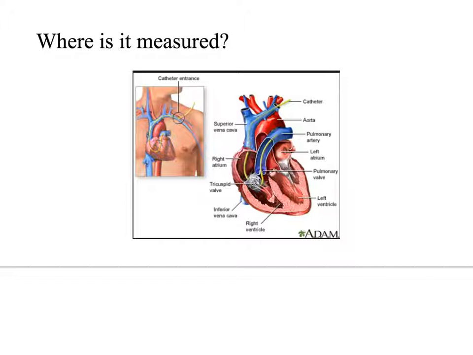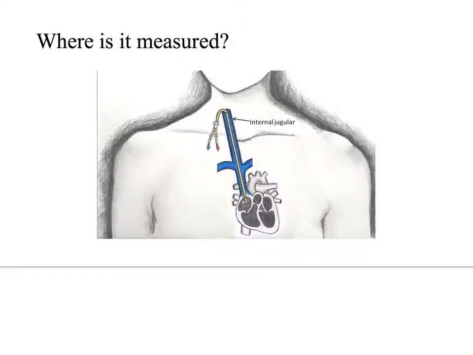Now let's talk about where a mixed venous sat should be measured. Typically, you want a mixed venous sat to reflect your most deoxygenated blood, which would be found at the pulmonary artery. To do this, you need to use a Swan-Ganz catheter, which most of our patients in the ICU typically don't have. Most of our patients in the ICU do not have a catheter sitting in their pulmonary artery.